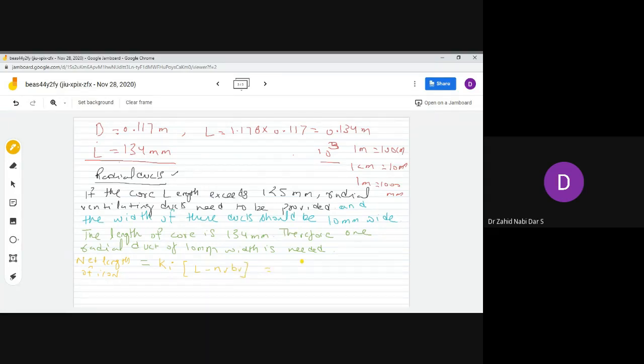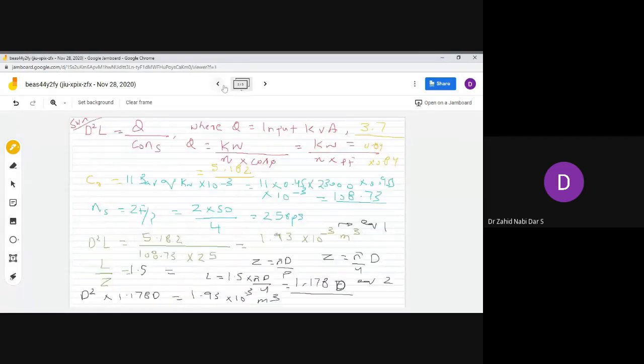Like 90% we'll utilize. So this factor would be 0.9, and then we have the actual length, that is 134 millimeter, minus how much width is required, minus 1 into 10. This is the actual length which we needed. So the total length, the net iron length, would be around 11.6 millimeter, or around 0.11 meter after this calculation. So this is the net length of the iron.